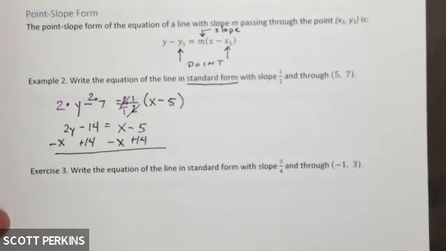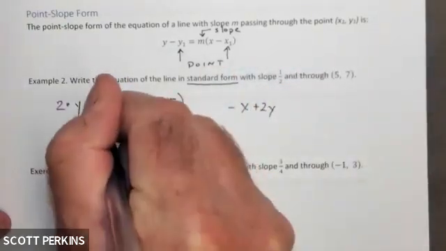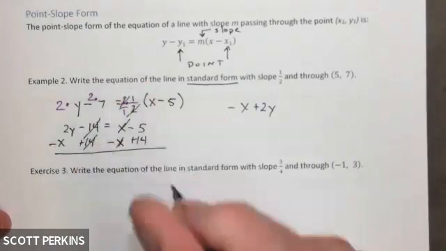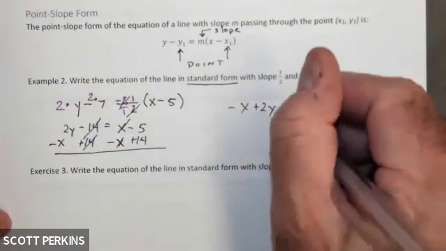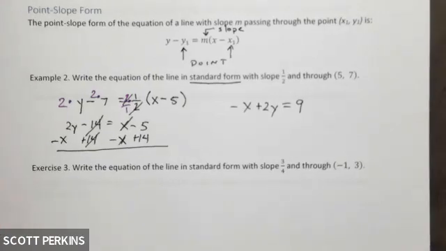So on the left side, here's what I've got. I've got -x. I've got plus 2y. This 14's gone. This x is gone. And then -5 plus 14 is 9. And there you go. There's your answer to the problem.